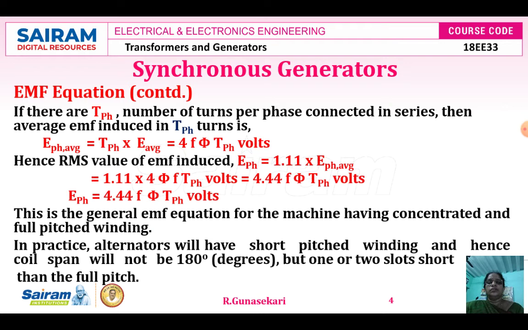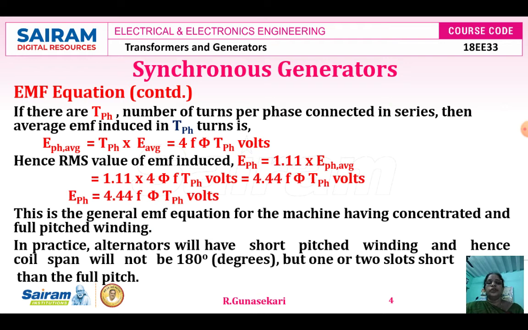Then if there are T phase turns, that means the number of turns per phase connected in series, then the average EMF is induced in T phase turns. First we calculated the average EMF per turn only, but the machine has T phase number of turns per phase. So you can multiply it by T phase. So therefore 4φf T phase, the unit is volts. This is the average value only.